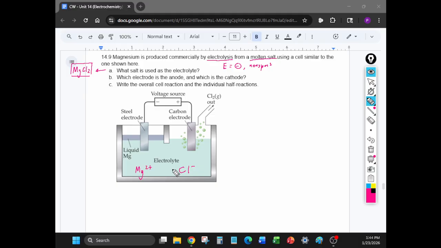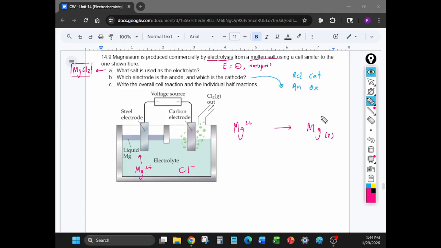Next, it's asking which electrode is the anode and which is the cathode. For this one, we're going to use our acronym, RED Cat and AN OX. So reduction happens at the cathode, and at the anode, there is oxidation. So if these are our electrolytes, we're trying to figure out how do they get from the electrolyte form to what's given in the picture. Now, if you look, it looks like Mg2+ is becoming liquid magnesium.